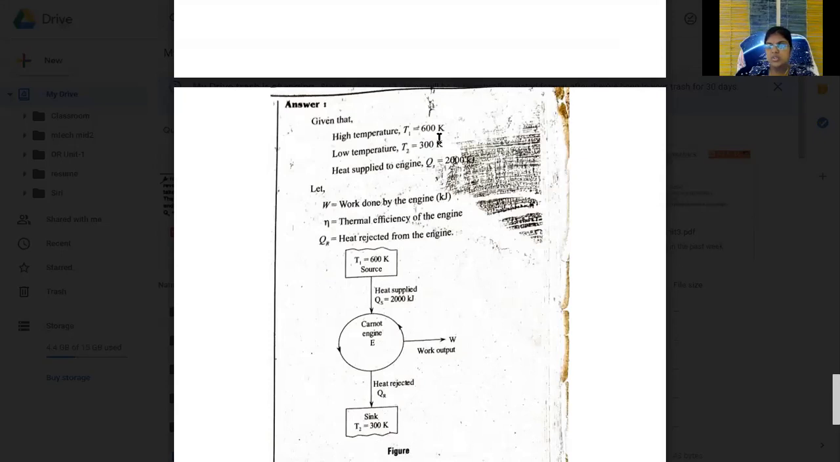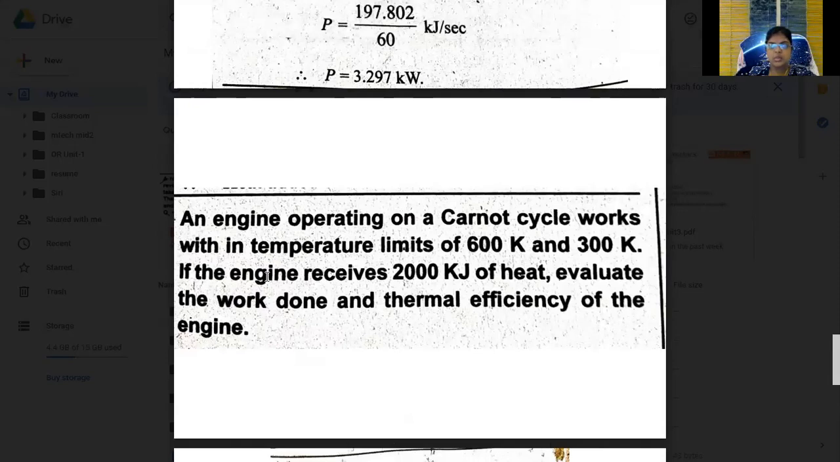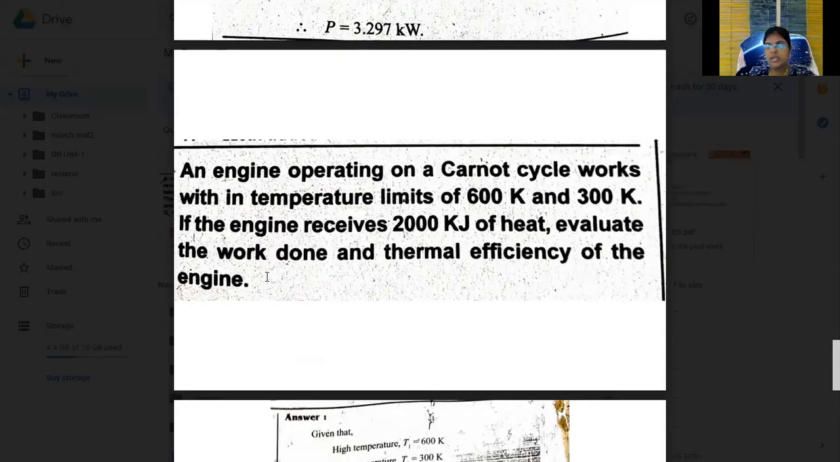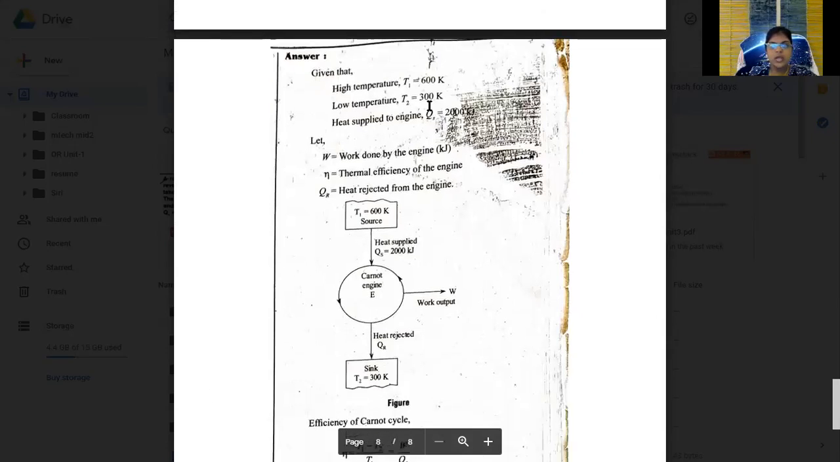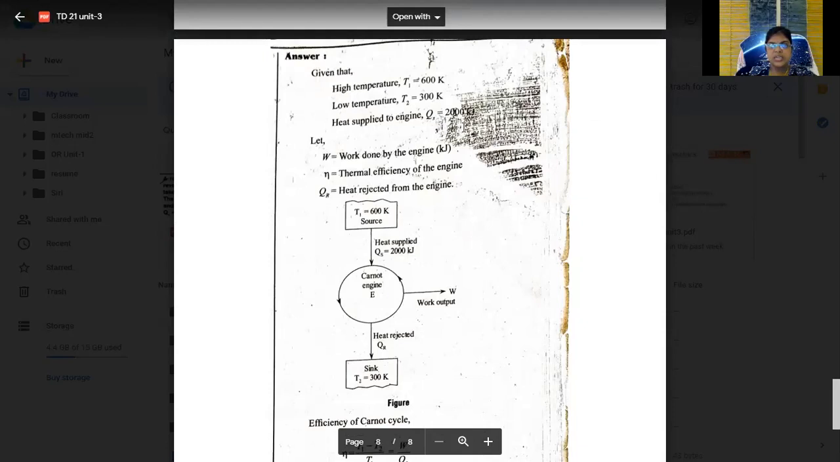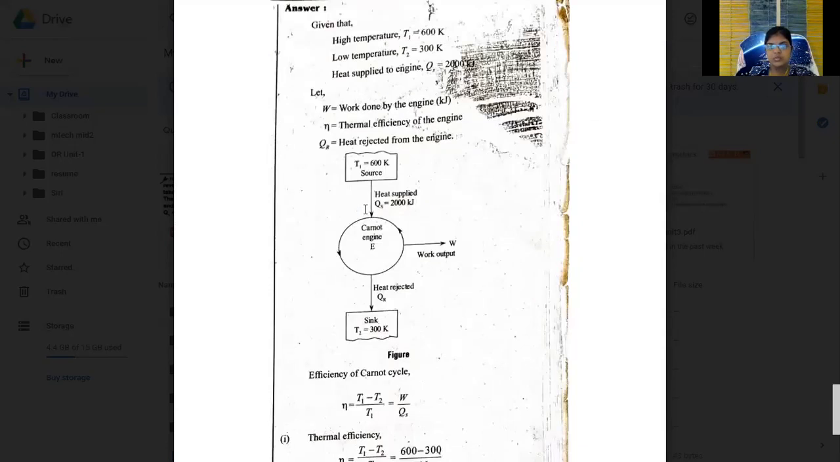Automatically our hint is engine. Engine is nothing but heat flowing from higher temperature to lower temperature. So whenever we consider the problem, we take the hint, and that hint is engine. So here we have a higher temperature, a lower temperature, and the heat supplied is 2000 kilojoule. And we will calculate the work done, efficiency, and heat rejected from the engine.